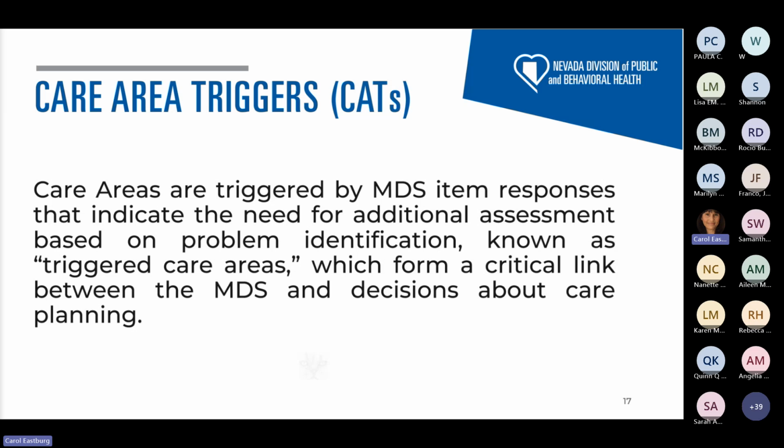Enter the care area triggers, or CATs for short, of which there are 20 total. Care areas are triggered by MDS item responses and indicate the need for additional assessment based on problem identification, known as triggered care areas or care area triggers, CATs. It's easier and quicker to say CATs than it is to say TCA.